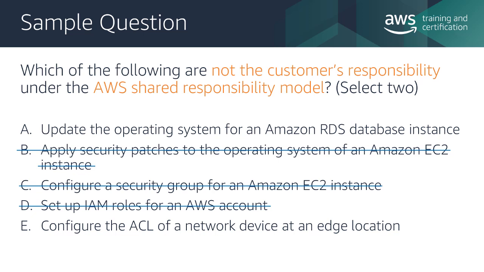Now, option A and E. Option A, updating the operating system for an RDS instance. This is AWS's responsibility. The customer does not have access to this particular option. Option E, the access control list of a network device at the edge location. This also is a correct answer because out there in the edge, that's physical infrastructure. It's part of AWS. Therefore, AWS is the one that is responsible for configuring that particular asset.